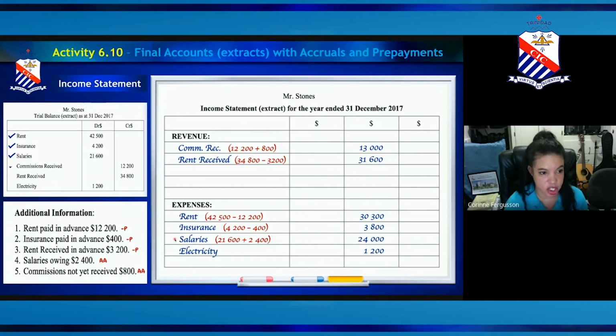Salaries, you have it? Yes. Check. Commissions received? Do you have it in your income statement? Check. Ooh, I'm going a little faster than right. So commissions received, do you have it in your income statement? Check. Rent received, you check for rent received. Do you have it? Check. Electricity is supposed to be under expense. There it is. Check.